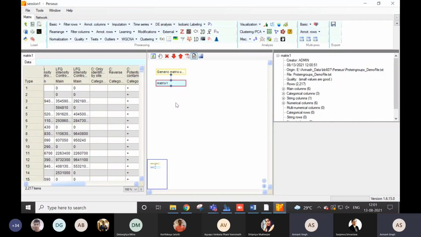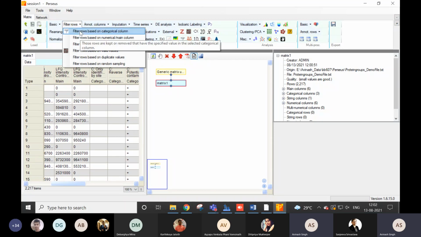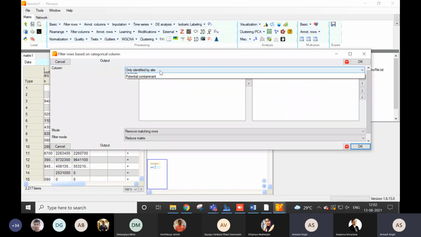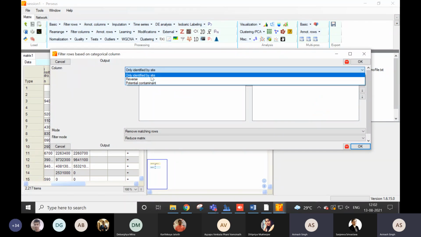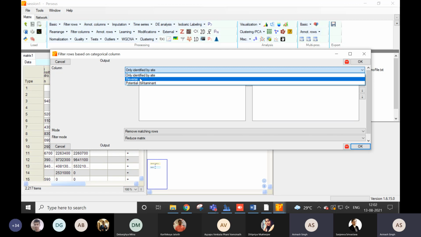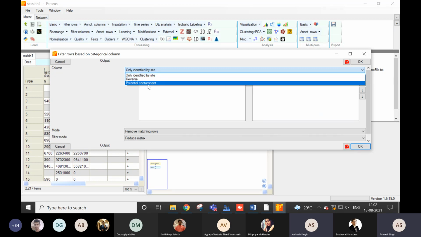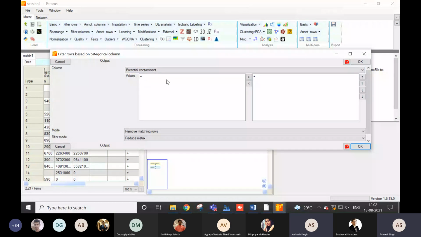As you first impute your data in Metabo, first you have to clear all the contaminants, reverse files, and other files, like a filtering process. So here you have to do all the filtering process. For that, you can just go here to filter rows, and here you can select filter rows based on the categorical column. Here you can see all the potential contaminants, reverse, and only identified by site. So this is basically the negative score, this is for reverse sequences, and this is for potential contaminants. You have to remove all three one by one.